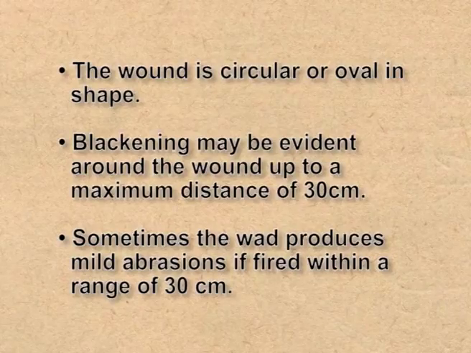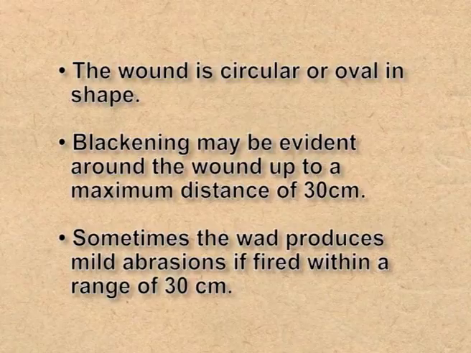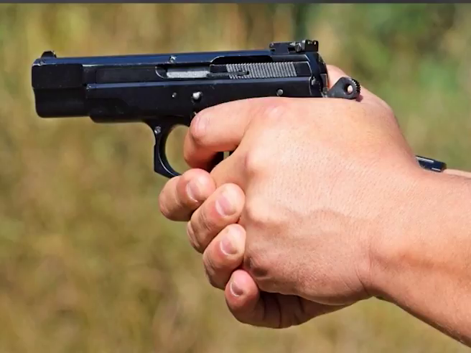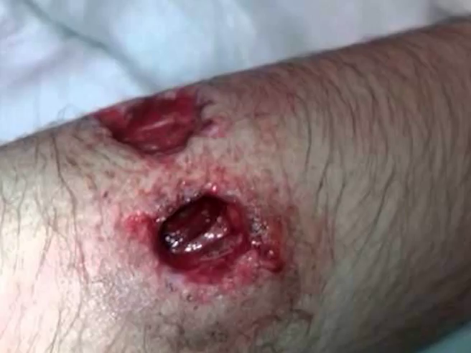The third category is the near shot wound, that is, up to a distance of 2 meters. The wound in this case is circular or oval in shape. Blackening may be evident around the wound up to a maximum distance of 30 centimeters. Sometimes the wad produces mild abrasions if fired within a range of 30 centimeters. Tattooing is present over a wide area. The pellets travel in a compact mass up to a distance of about 45 centimeters, after which they begin to disperse. The entry wound is approximately 2.5 centimeters in diameter. If the shot enters at an angle less than 90 degrees, the shape of the wound may become triangular or semicircular.